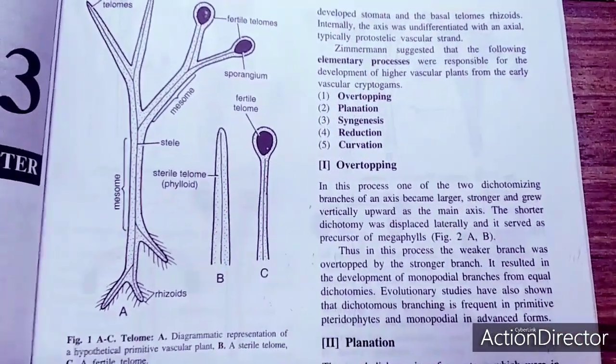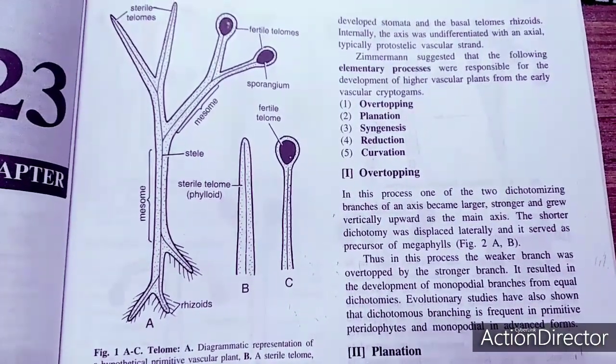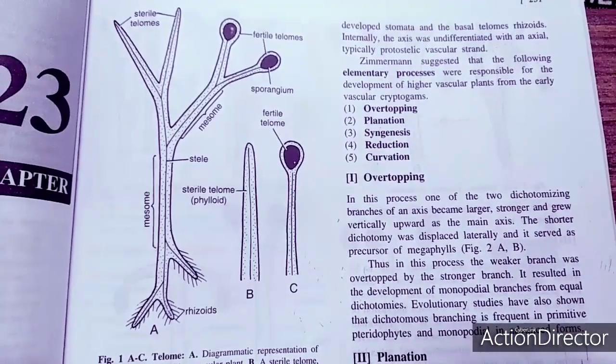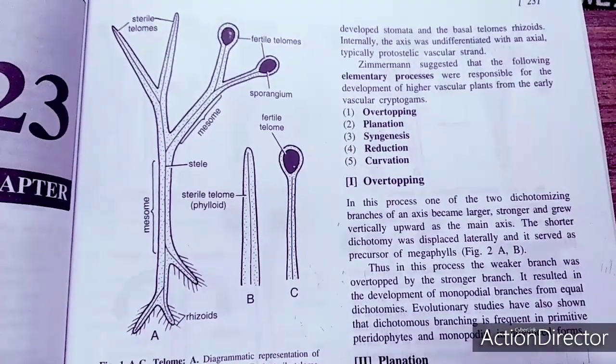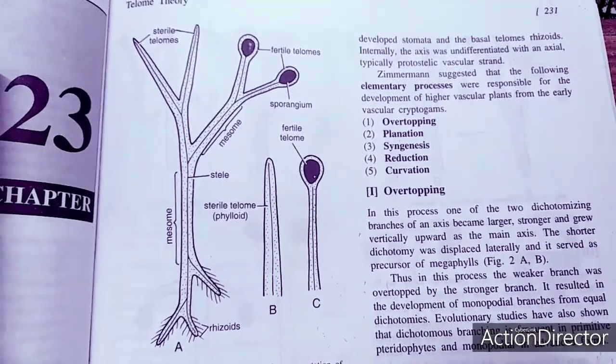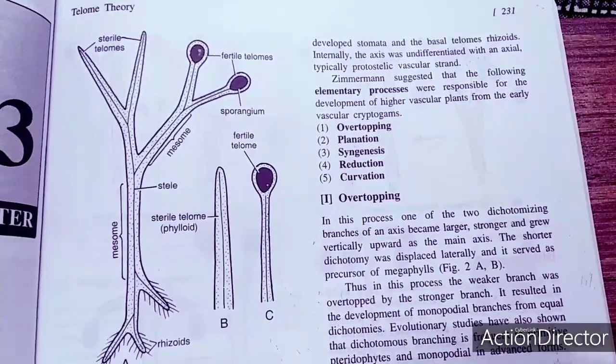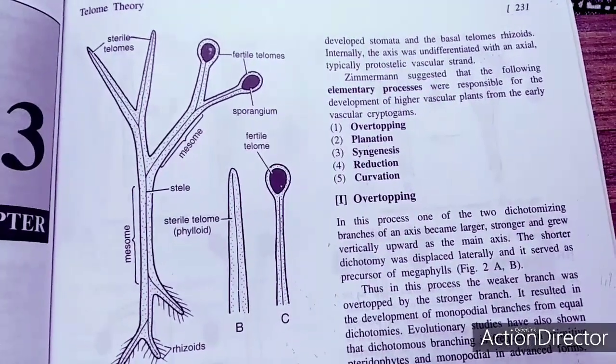In the present page, you are observing the diagrammatic representation of a hypothetical primitive vascular plant, which has the sterile telome as well as the fertile telome. So the telome is technically a theory. There are different types of formation of the telome. We will discuss this in this chapter.